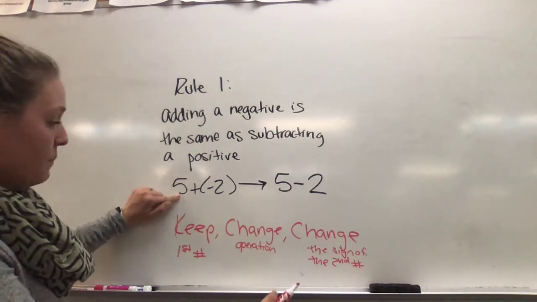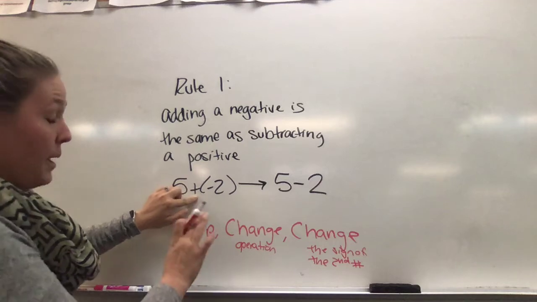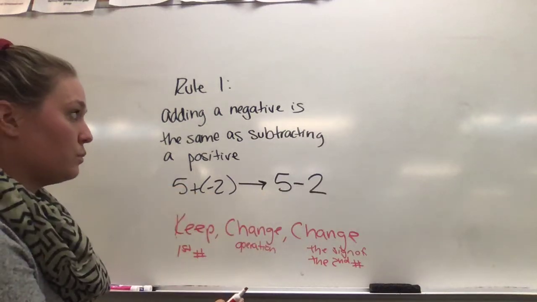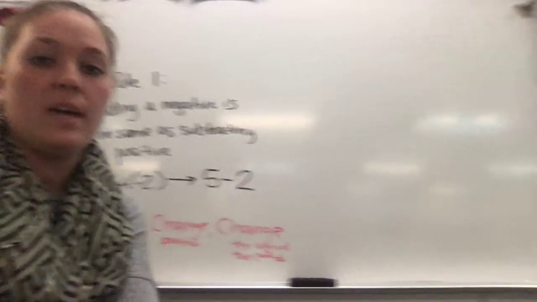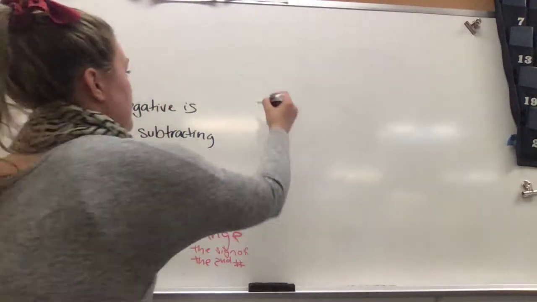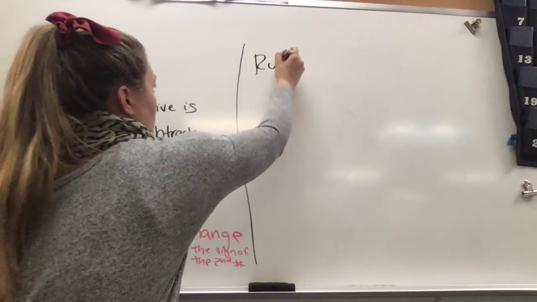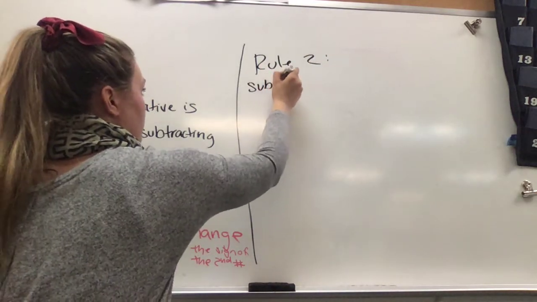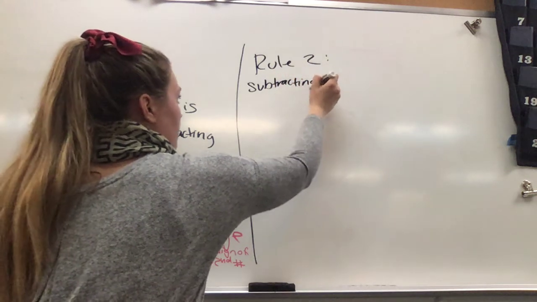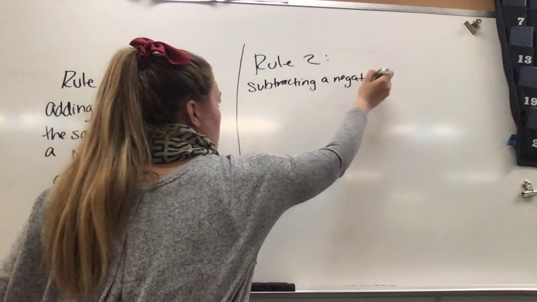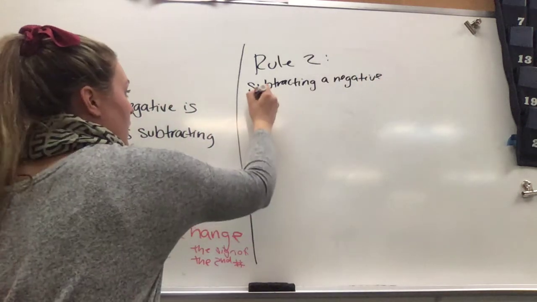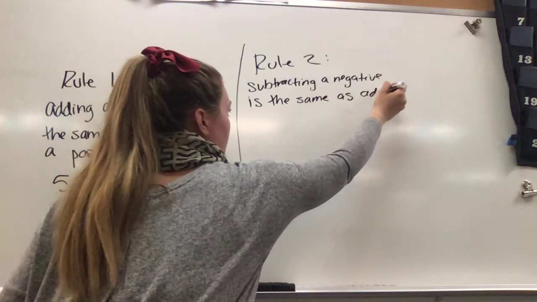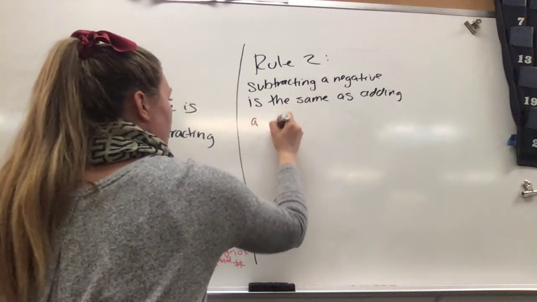So we kept the 5 the same. We changed the operation from a plus to a minus, and then we changed the negative 2 to a positive 2. So keep, change, change. We have rule number 2. And that is subtracting a negative is the same as adding a positive.